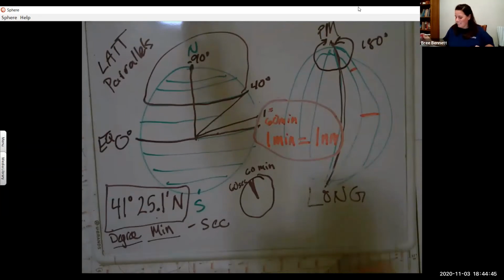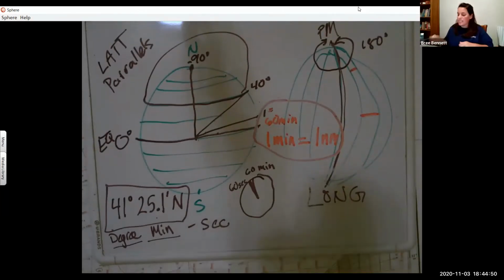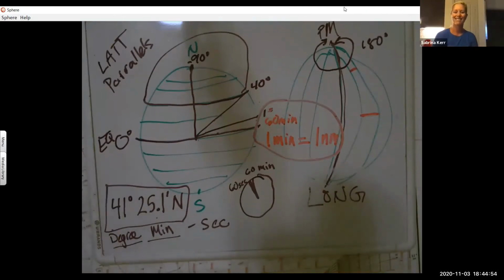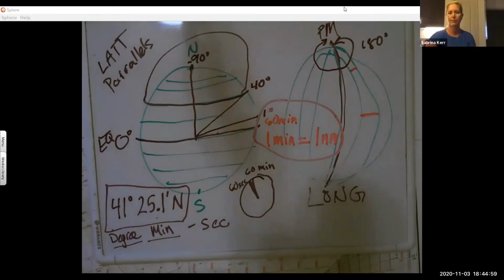Okay, cool. But keep going. That was the part where I was confused. I'm like, where is she getting that 25.1? I don't know. It's just an example of how we write our latitude and longitude. I see. Okay. So let me go back to this guy.